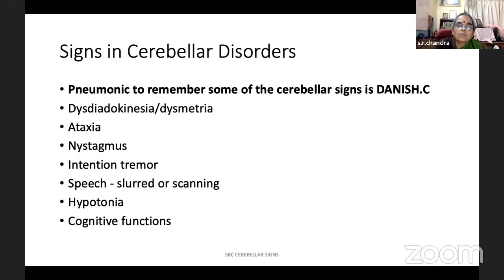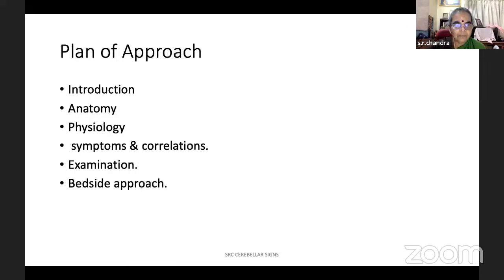For younger colleagues to remember the cerebellar signs, there is a mnemonic, that is DANISH C. The D stands for dysdiadochokinesia and dysmetria, A for ataxia, N for nystagmus, I for intention tremor, S for speech and language, and H for hypotonia and tone-related problems, and C for cognitive function. So remember this DANISH C; if younger colleagues are there, it will be easy to remember this mnemonic.